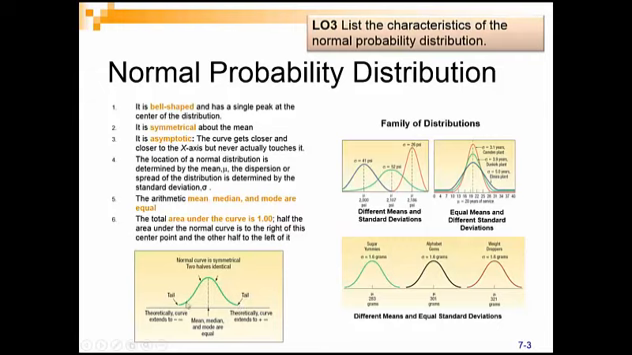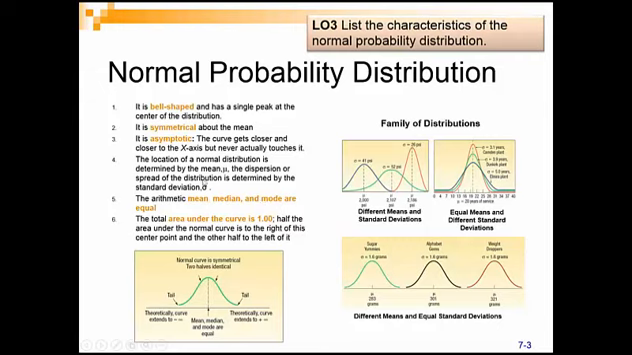Now you'll notice that the tails don't touch the x-axis. That's the characteristic of being asymptotic. The curve gets closer and closer to the x-axis, but it never actually touches it. It's kind of a strange characteristic to think about, but we just have to accept it. Our purpose is not to debate these characteristics. The normal distribution is centered over the mean, so the location is determined by the mean. The mean, median, and mode are always equal. That's another strange characteristic. We just have to accept it.